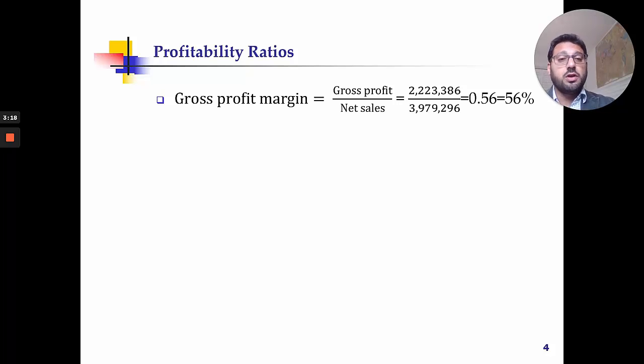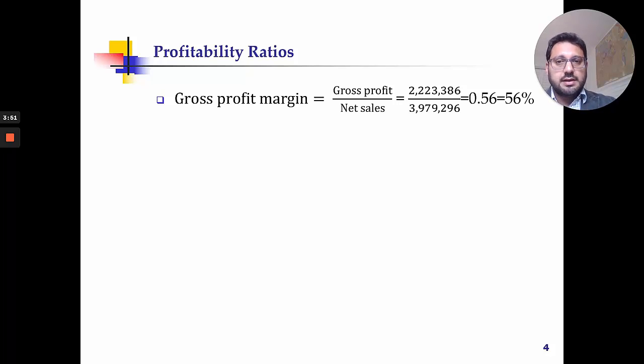So first of all, we are at the first level of income, which is the gross profit. If we divide the gross profit by the total net sales, we get the gross profit margin. This is a ratio which suggests how much percent of the total sales the company is getting in the shape of gross profit. In other words, from each dollar of sales, how much the company is saving as gross profit.